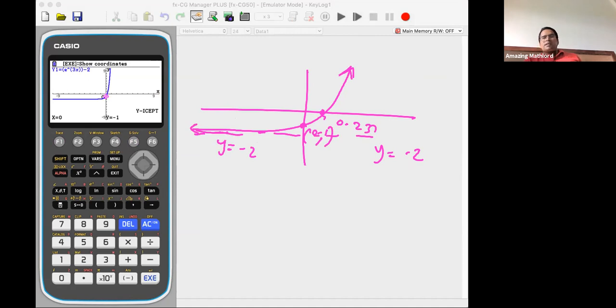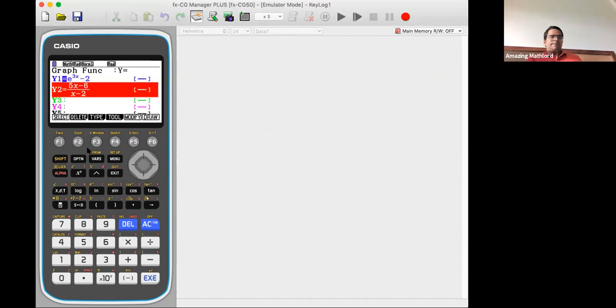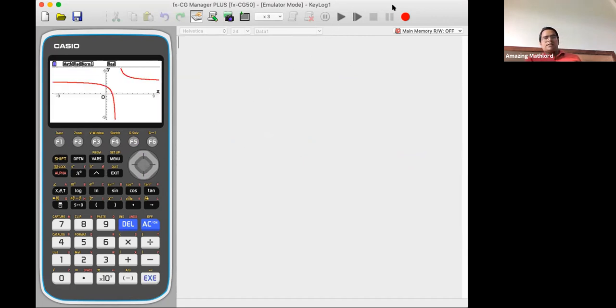So this is the graph of the second part. And now let's do the last one, which is a rational function. I'll just deselect this, I'll select this. So you get now something like this.